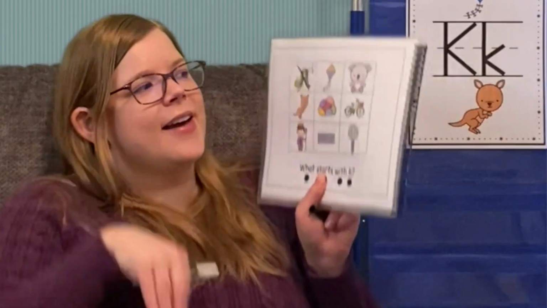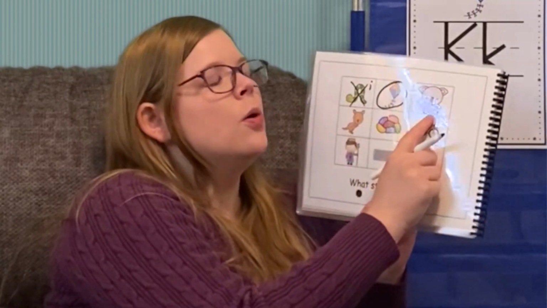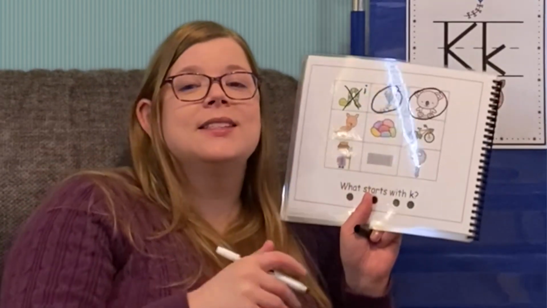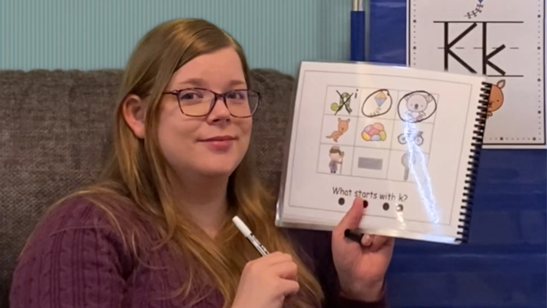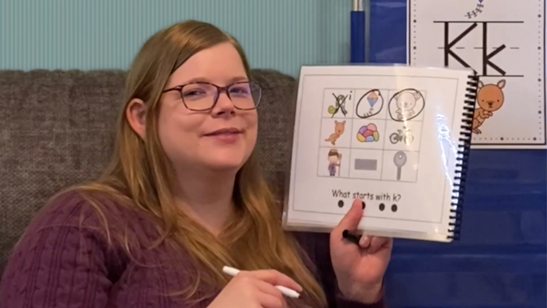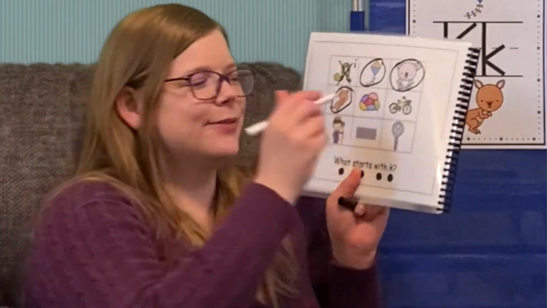All right, I see a kite. Kite. Does that sound right to you? Yes, kite starts with the letter K. What about koala? Koala. Does that start with K? Yes, koala starts with K. What about kangaroo? Can you try your move to see if it works with kangaroo? Kangaroo. Yes, kangaroo starts with K. That's why we pretend we're kangaroos for the letter K.